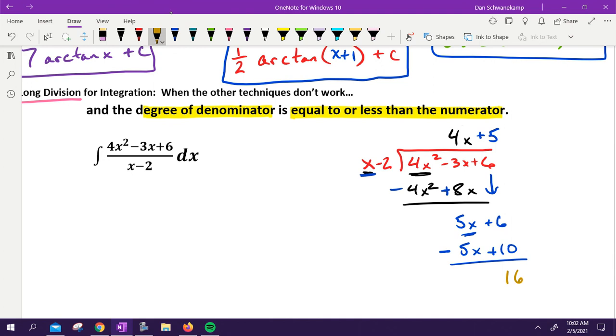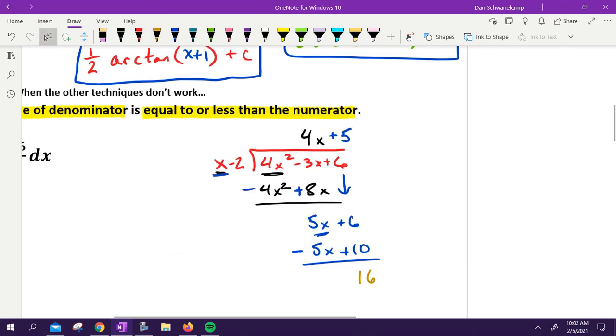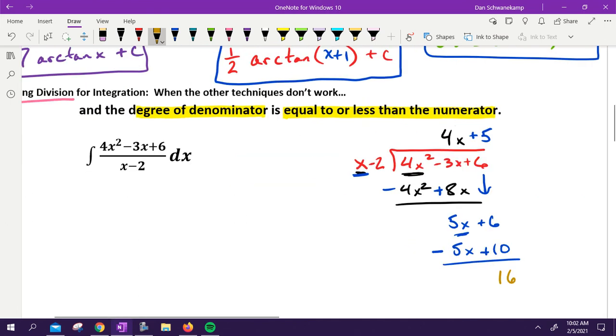X times what gets me 16? Nothing. So this is the remainder. Think about in bell work what we did with the remainder. Okay, if we had like 33 divided by 4, we put an 8. We say it's 32. We subtract. That 1 right there means 8 plus 1/4, where we take whatever the remainder is and we divide it by whatever we were dividing by. 1/4. That's the same thing here.